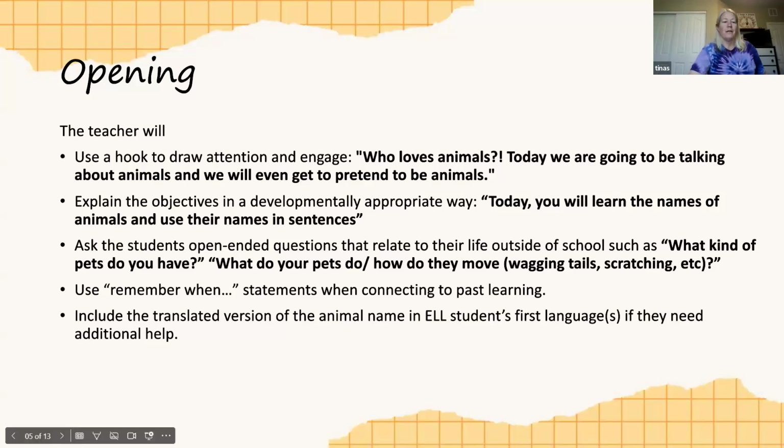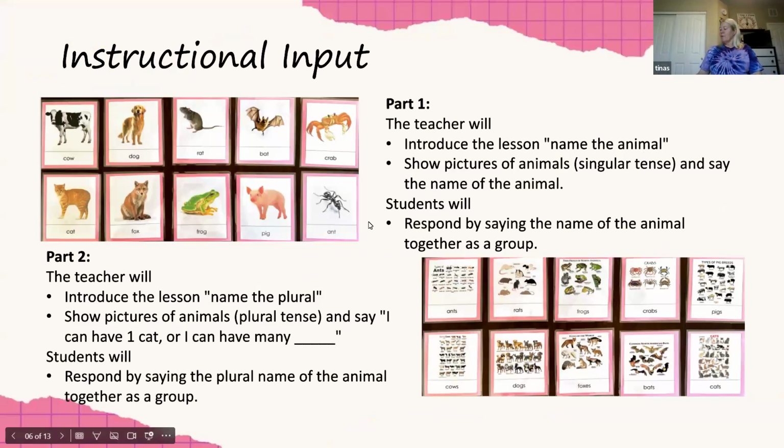So let's go ahead and get started with our game. I am going to show you pictures of animals, and I am going to say the name of the animal, and then I want you all to say the name of the animal back to me. So I say cat, and you're going to say cat. Okay, so get ready. The first picture is frog.